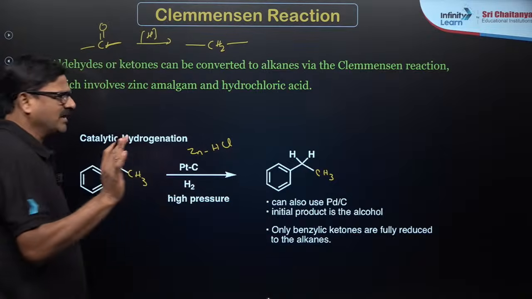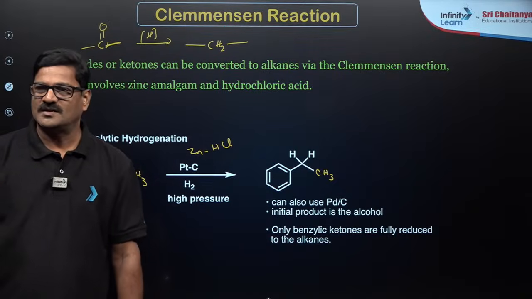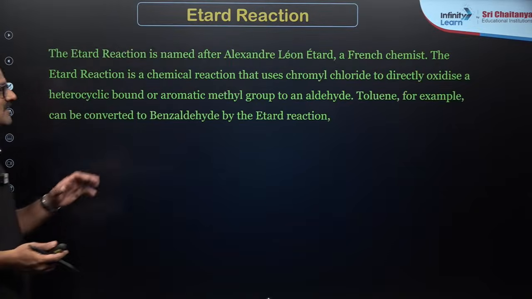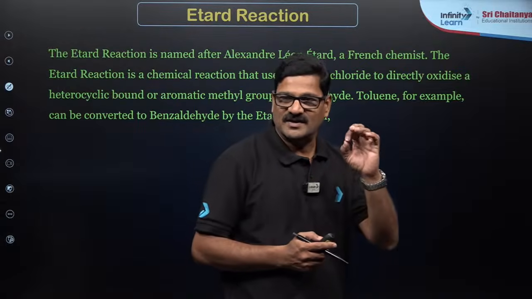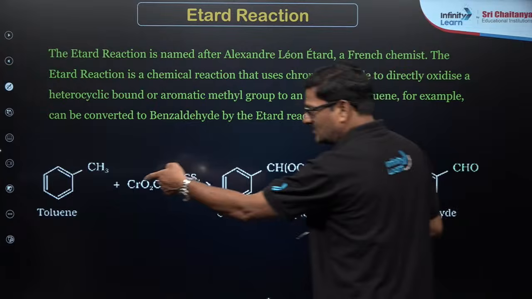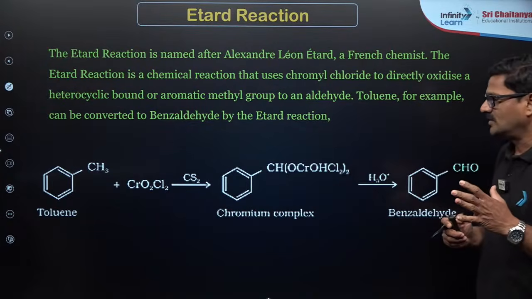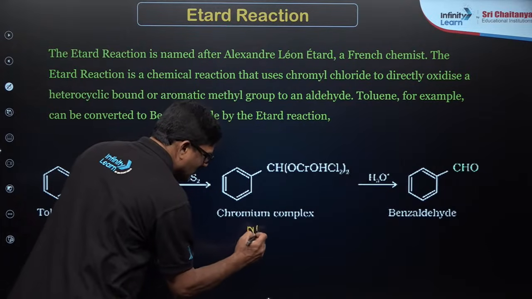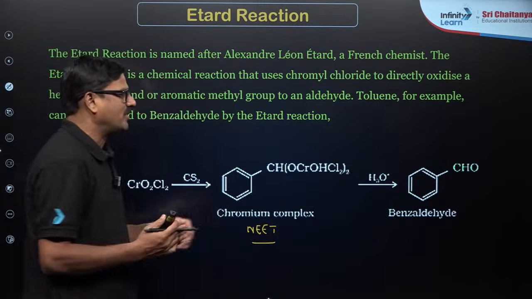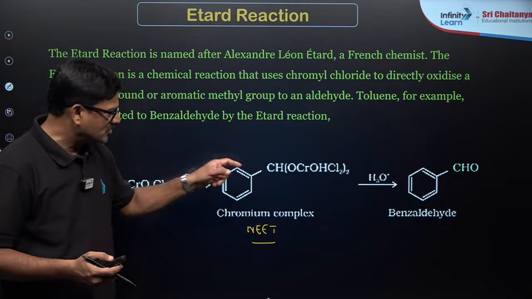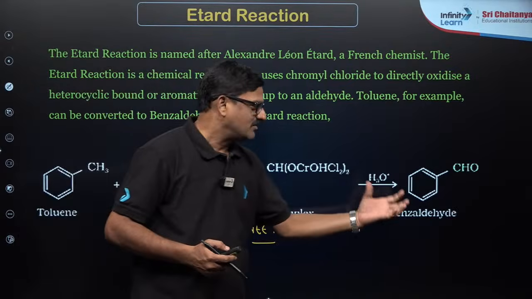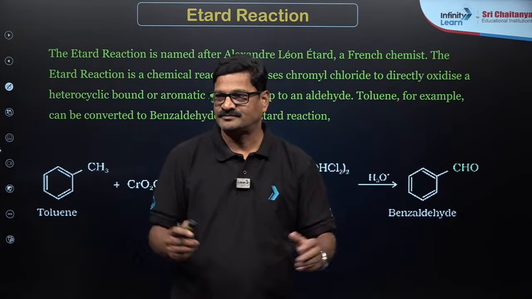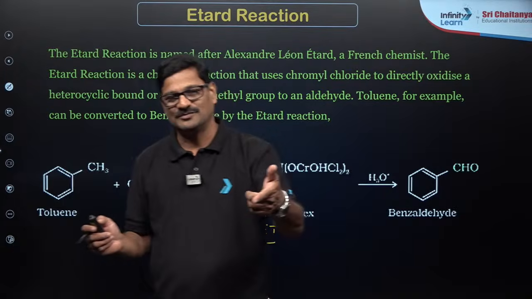This can also be done by PDC. This is a different matter. The same thing can be done by using Wolff-Kishner reduction and Etard reaction. It is there in the NCERT. It is a very famous reaction. When toluene is reacted with CrO2Cl2 in the presence of CS2 as a solvent, you are going to get a chromium complex. In the NEET examination, the structure of the chromium complex is given, you need to know about this. Further hydrolysis gives rise to benzaldehyde. So toluene to benzaldehyde can be directly converted here. Any doubt here? Clear?